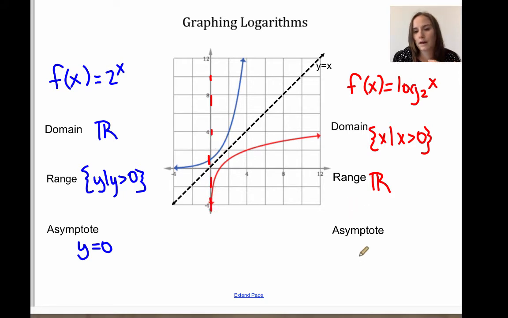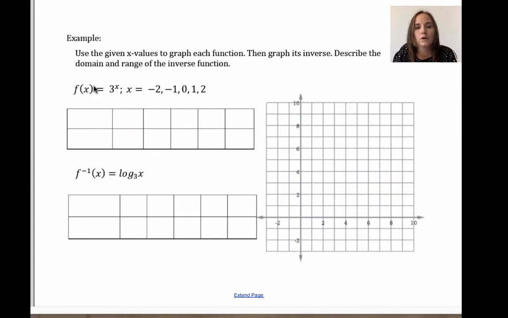Okay, so your y-axis, if you wanted to write the equation of this asymptote, it's x equals 0. Okay, so let's move on. Let's actually graph one and see how it works. So we have an exponential function, 3 to the x power.